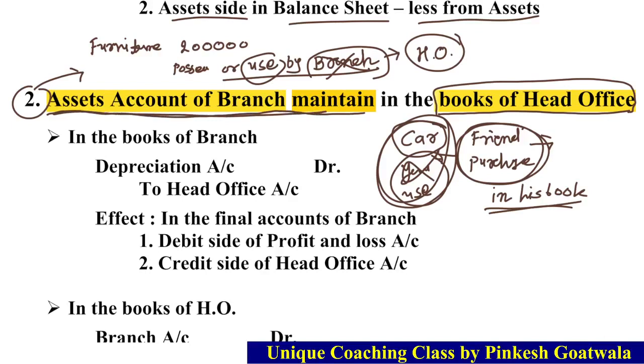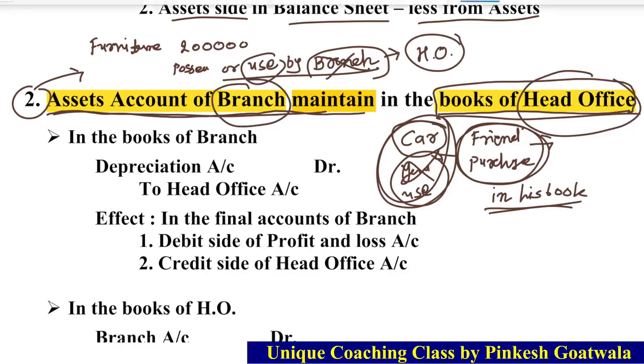The branch uses the asset, uses the furniture, but it is not shown in his book that I have a 2 lakh rupees furniture. The branch will not show in its own book that it has a 2 lakh furniture; it just uses it. So who will show the 2 lakh furniture? Head office will show it in its own book and balance sheet, that I have a 2 lakh rupees furniture, but branch didn't show this furniture in his book. So the branch will not show the 2 lakh furniture in its balance sheet. Head office will show it. Clear? What is the second point? It is the new point.